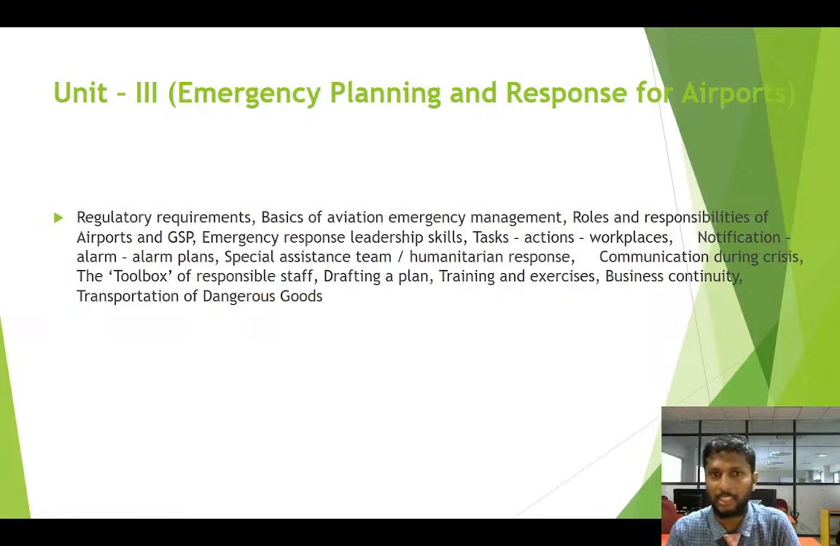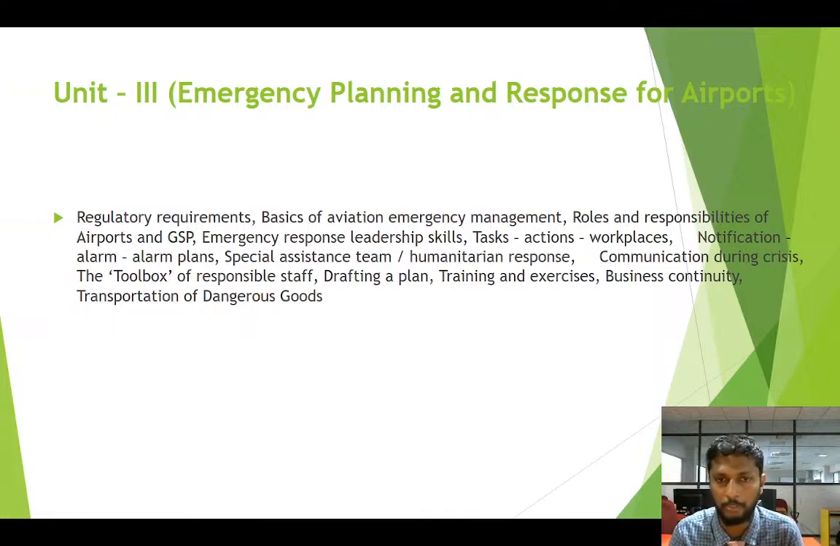In unit 3, we will study emergency planning and response for the airport. That is the rules and regulations: CAR, the civil aviation regulations, and FAR, the federal aviation regulations, with the basic aviation emergency management and their roles. For example, part 14, part 23, part 39, part 149: why we use them, why we have to study them, and all these things under the technical publication.